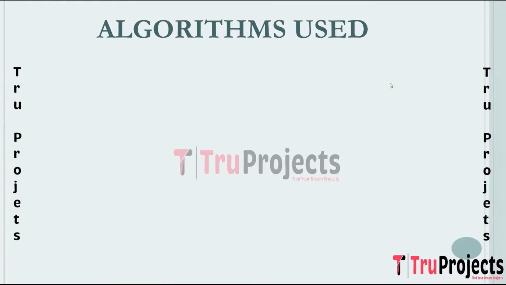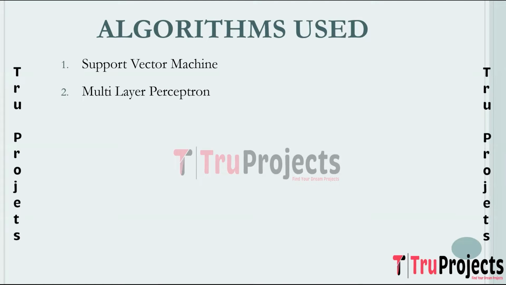Algorithms which are used for deepfake audio detection are, first, the support vector machine, which is SVM. It is a supervised learning algorithm used for classification and regression tasks. It finds the optimal hyperplane in an n-dimensional space that best separates data points of different classes. It is commonly used for binary classification tasks, such as distinguishing between genuine and fake audio samples. It is effective in handling high-dimensional data, and it can capture complex relationships between features.